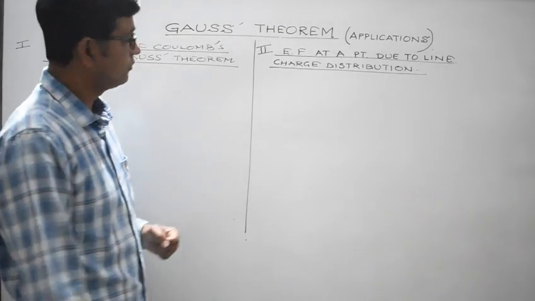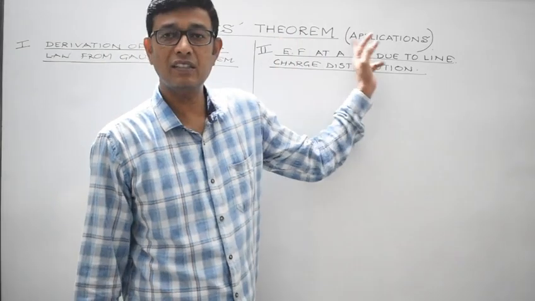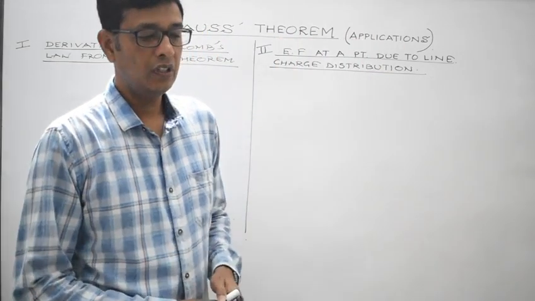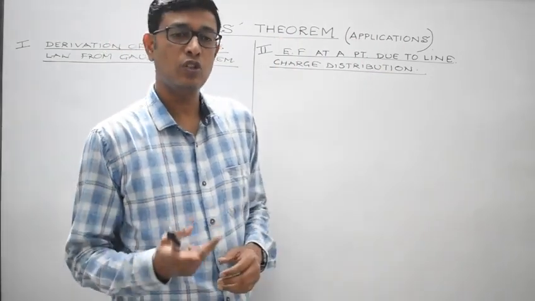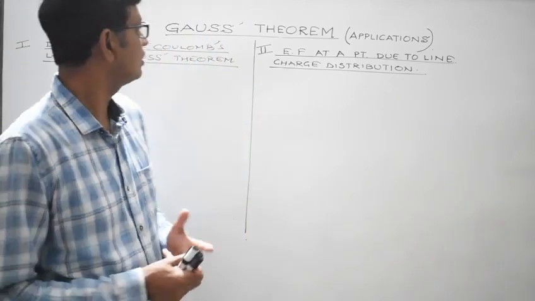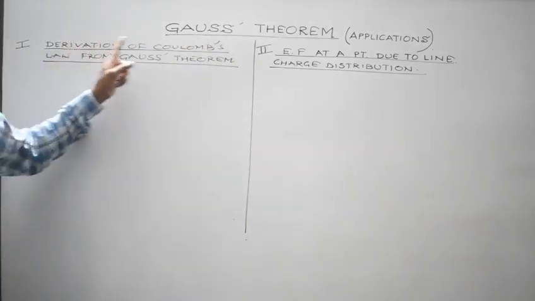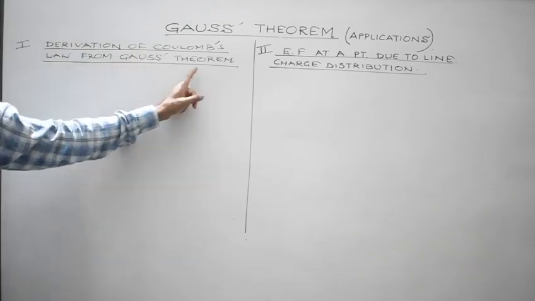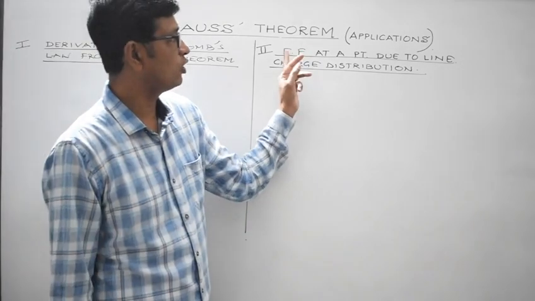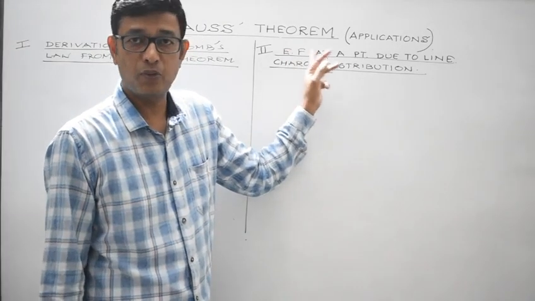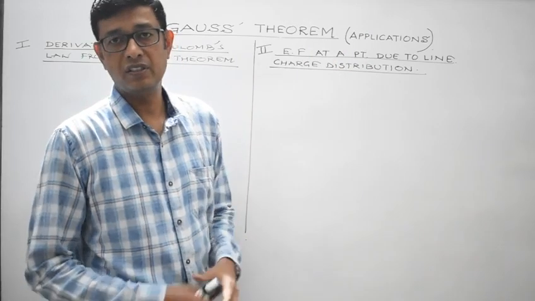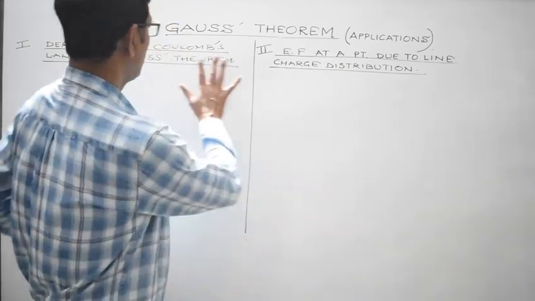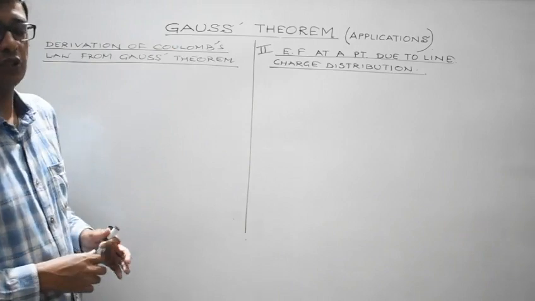In this section, we will discuss Gauss theorem and its various applications. In this episode, we will be concentrating on two applications. First one is, we will try to derive Coulomb's law from Gauss theorem. And second is, we will try to find an expression for the electric field at a point due to line charge distribution. Right? So let's concentrate on this, derivation of Coulomb's law.